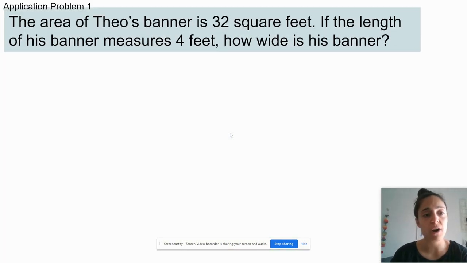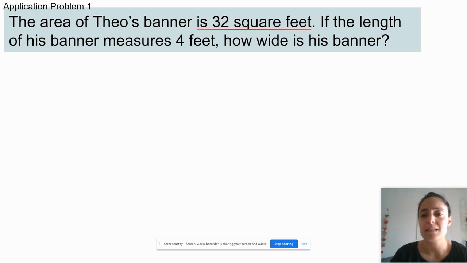So we have our first problem here. The first thing I know what to do is I'm going to read, draw, write. For reading, I know that I need to take my time and read each sentence carefully. The first sentence says, the area of Theo's banner is 32 square feet. I have to take a moment and think, what in that sentence is important? I think 32 square feet is important, so I'm going to underline it so I know to go back and look at those words.